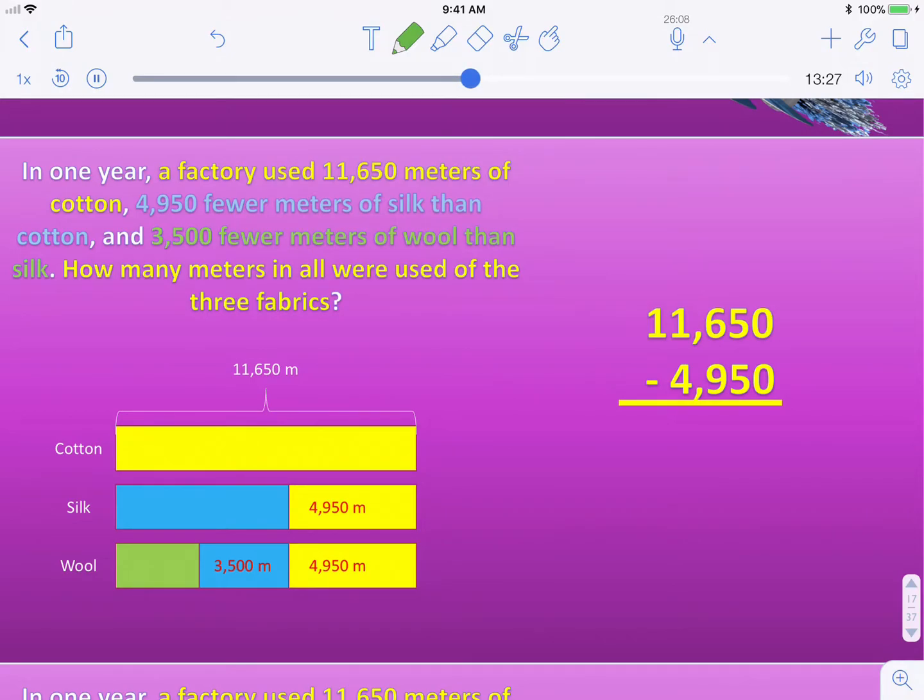We can now see that silk plus 4,950 equals 11,650. Okay, I've already said it multiple times. What can we do to figure out how much silk there is? Go ahead, solve it. If you haven't done it yet, go ahead and write the number in the blue silk bar of how much silk we actually have used.